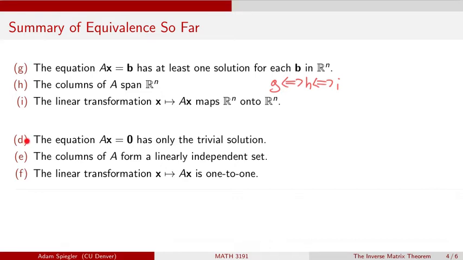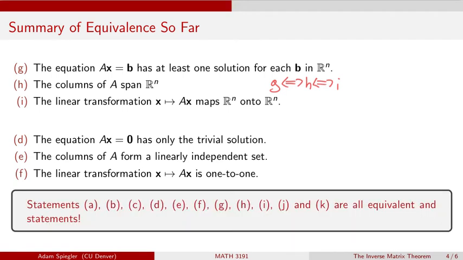We've already seen that statement D is equivalent to statement G, so we can add all of these statements together now. We've got a whole list from A, B, all the way up to K, where all of these statements are equivalent. So let's list them all out on the next slide.